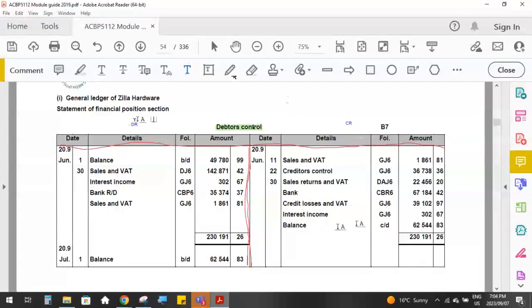So this is debtors control. So if you have a look at the 1st of June, the opening balance, and have a look at the total of the list of balances that they gave you on page 37. Remember, I told you that that is your debtors list. That total is 49,780.99.